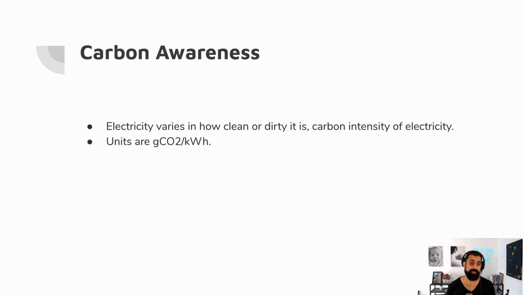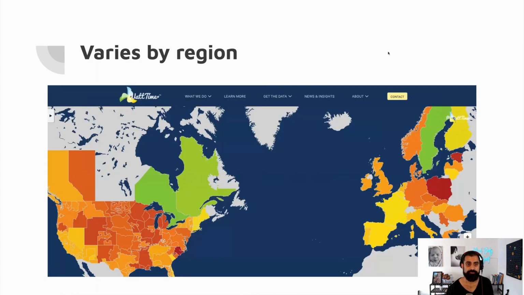And yes, 519 grams. So that's the global average of electricity. But the thing is, it varies. It varies depending on how much renewable or clean energy resources your region happens to have. A great resource for this is WattTime. They're actually a member of the Green Software Foundation as well. They calculate how clean or dirty electricity is in various grids and regions around the world.